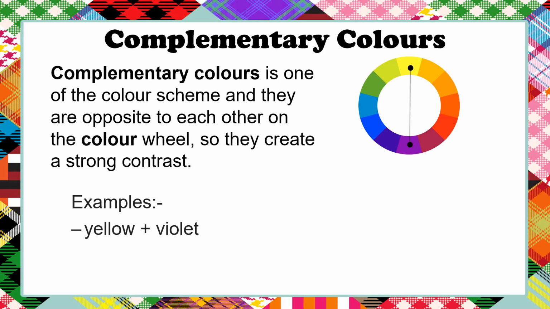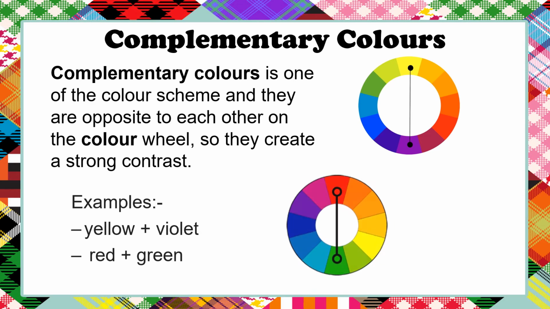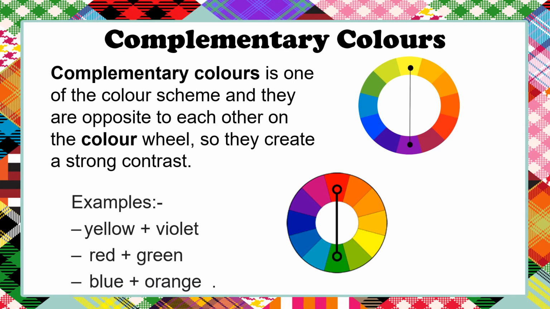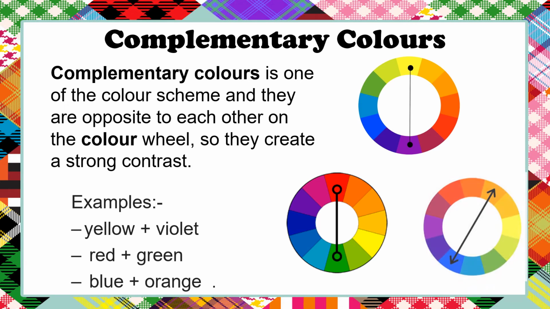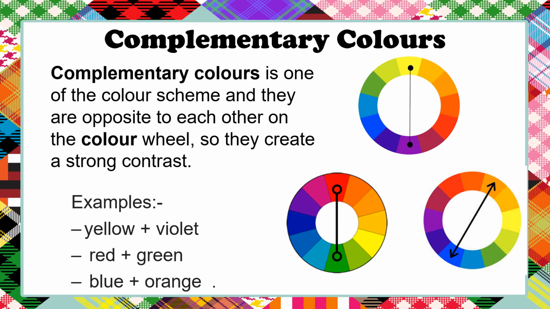The next one is red and green. You can observe from the color wheel again. And blue and orange. Also, you can observe from the color wheel. And these are not the only three ones. You can get others if you match them across from each other.